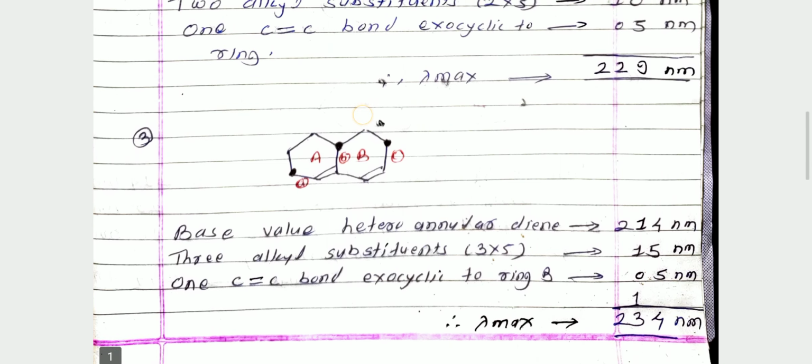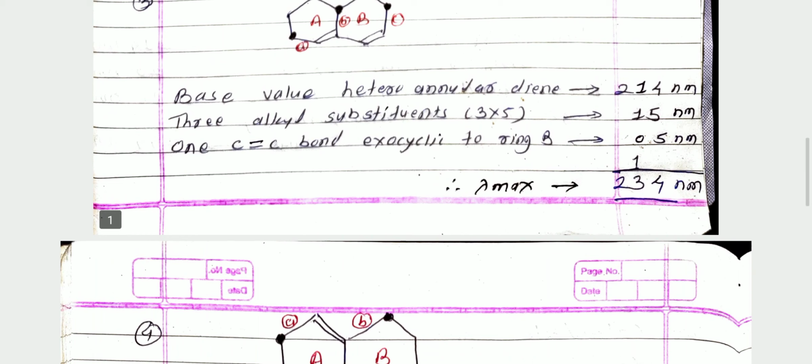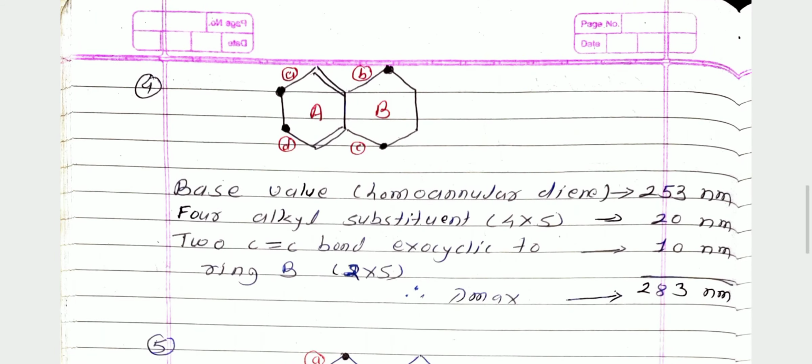Therefore, addition of these three values: base value heteroannular diene 240 nanometer, 3 alkyl substituent value is 15 nanometer, and one exocyclic double bond present to ring B and value is 5 nanometer. Then addition of the 3 values, lambda max value is 260 nanometer. This is the example of heteroannular diene. Then we take the fourth example, which is the homoannular diene.